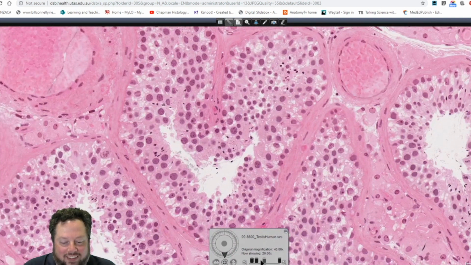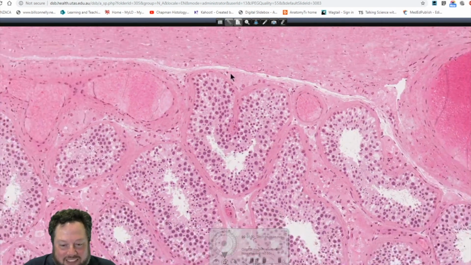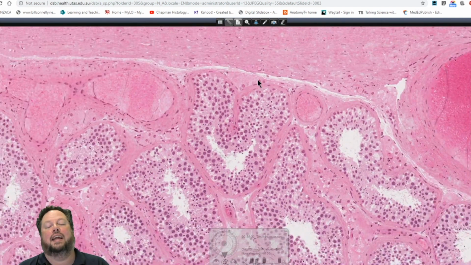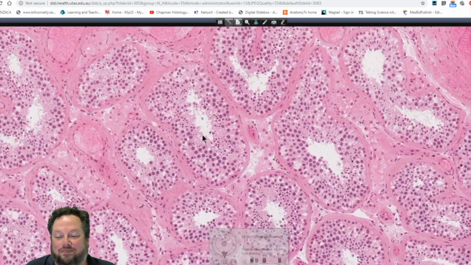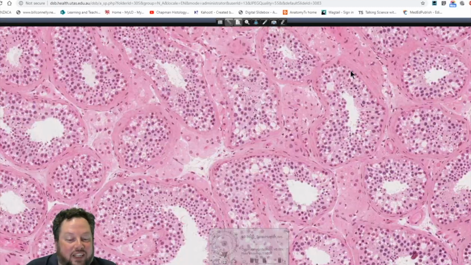major features. Oh, look, we've got a love heart. Anyway, that was just a little bit of distraction there. All right. Does anyone have any questions? Oh, look at those interstitial endocrine cells. They look amazing between those seminiferous tubules there.